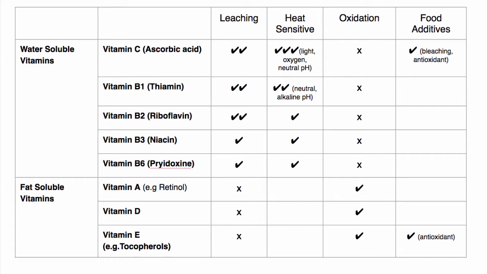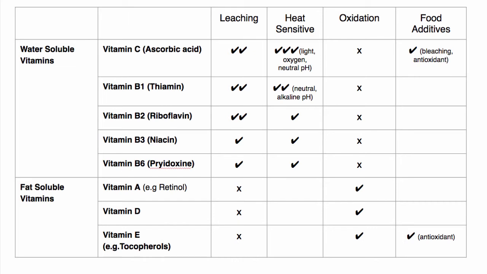Vitamin B1 or thiamine is the second most heat sensitive, and then you have the remaining B vitamins and not so much the fats. But where the fats aren't prone to leaching or heat sensitivity, they are prone to oxidation. So with vitamin A, D, and E, you do need to be concerned about foods that are high in these and their exposure to oxygen because they can oxidize, which means that they're not available for your body for consumption.